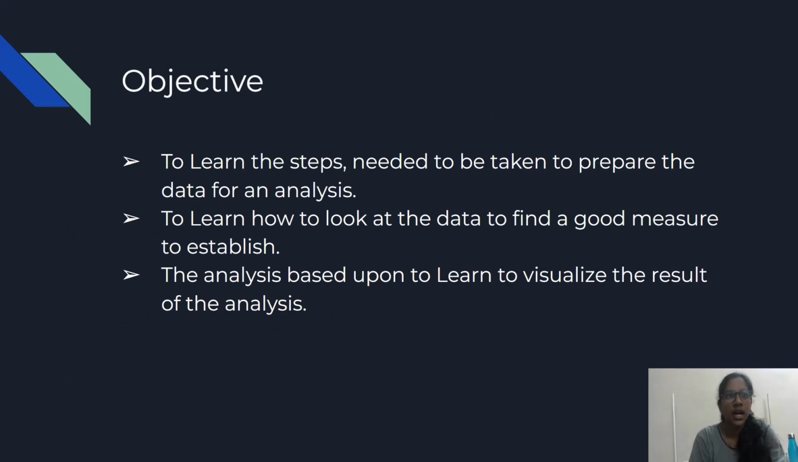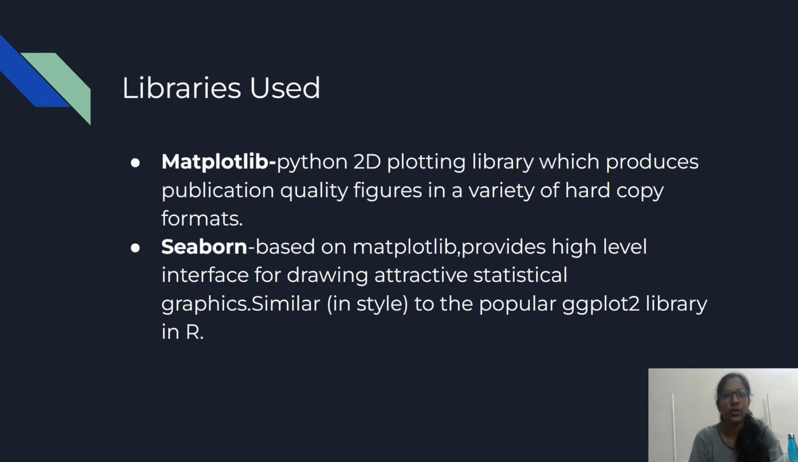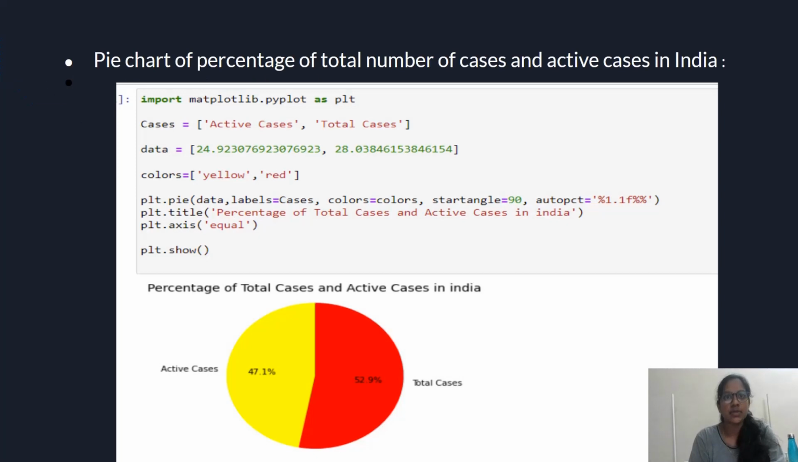The main objectives are these, and these were the libraries used to do visualization. This graph depicts the percentage of total cases and active cases in India as a pie chart. To create this pie chart, we need to import a library called Matplotlib pyplot. Thus, we first imported it as plt and then calculated the average of total cases and active cases in India. With this information, we create a pie chart that looks like this, with the red color indicating the total number of cases and the yellow color indicating the active number of cases. We may modify the color to our desired one by changing the color name here.